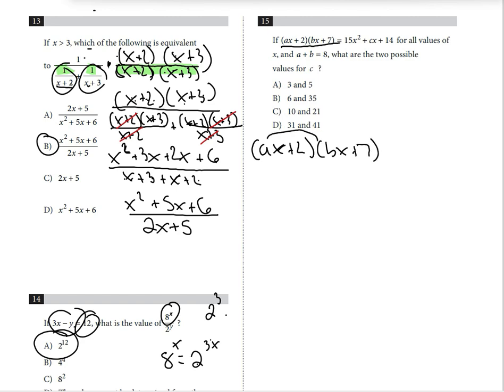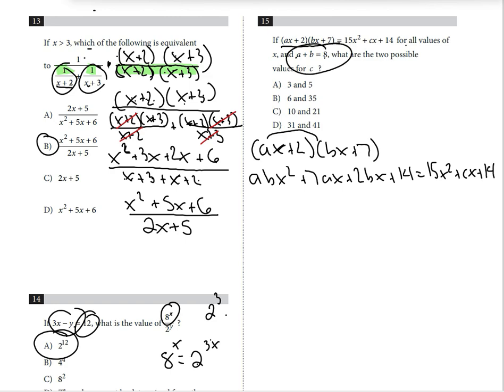So we want our first, so it's going to give us abx squared, outer plus 7ax, inner 2bx, last 14, all right, and that equals 15x squared plus cx plus 14. Okay, so for all values of x, and a plus b equals 8. So what are two values for c?